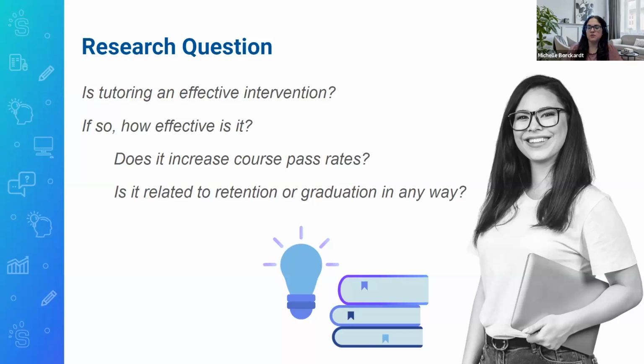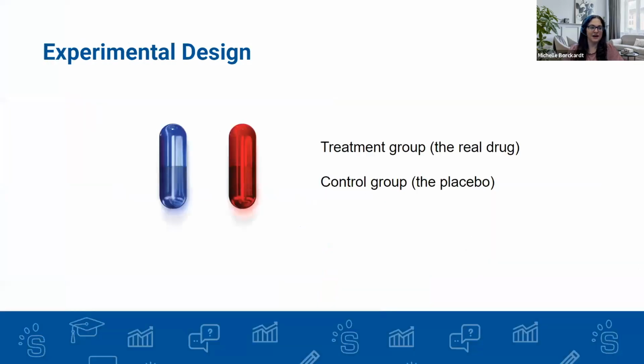At the same time, we thought maybe this might have an impact on retention or graduation rates. We weren't sure if that might be the case, but thought we would look at that as well. Because if you're not passing your classes, you're not going to graduate. So we thought there could be a relationship there. So now we have to decide, how are we going to answer these questions? How do we look at this? And there's a few options. So in research, the gold standard for identifying cause and effect is your experimental design.